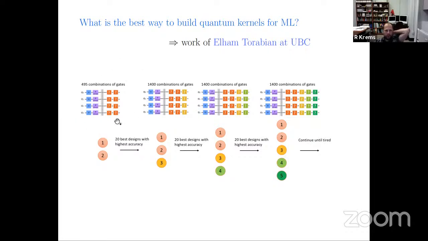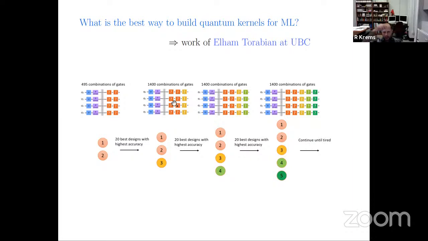So she would start with a quantum circuit that has, say, 2 layers of gates. It's a 4-dimensional problem that she's considering, so hence 4 qubits. And then she would go through all of the combinations of gates, train all these models, and then select 20 models with the highest accuracy. And then she would add the 3rd layer to those 20 models.